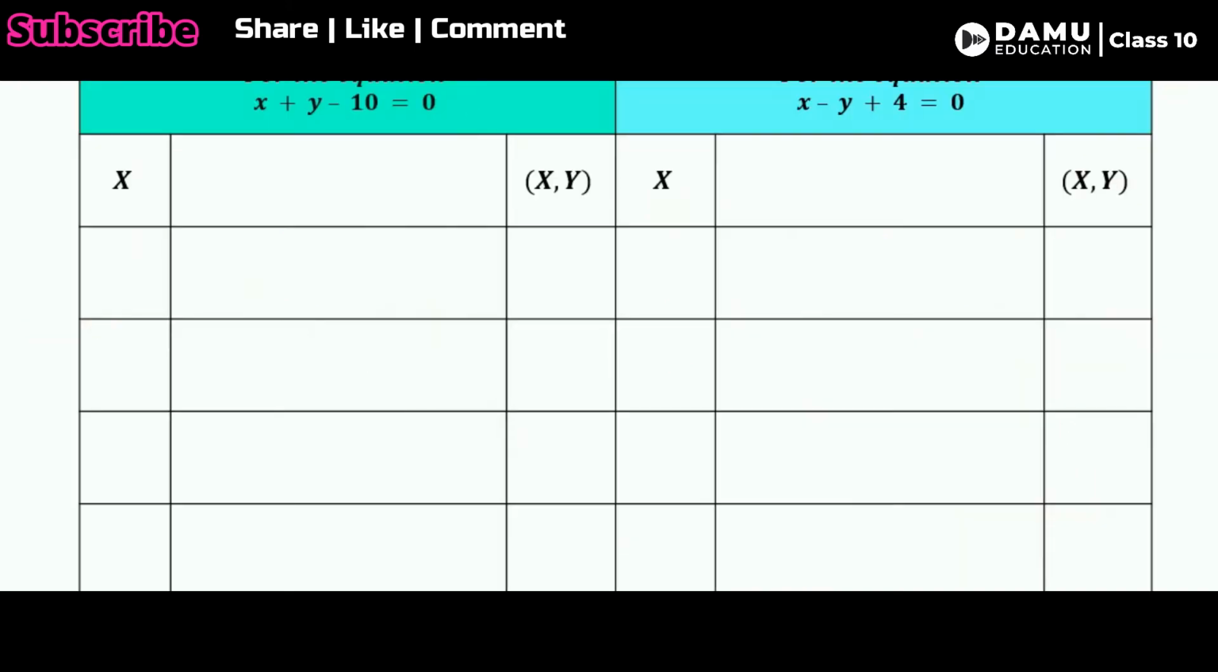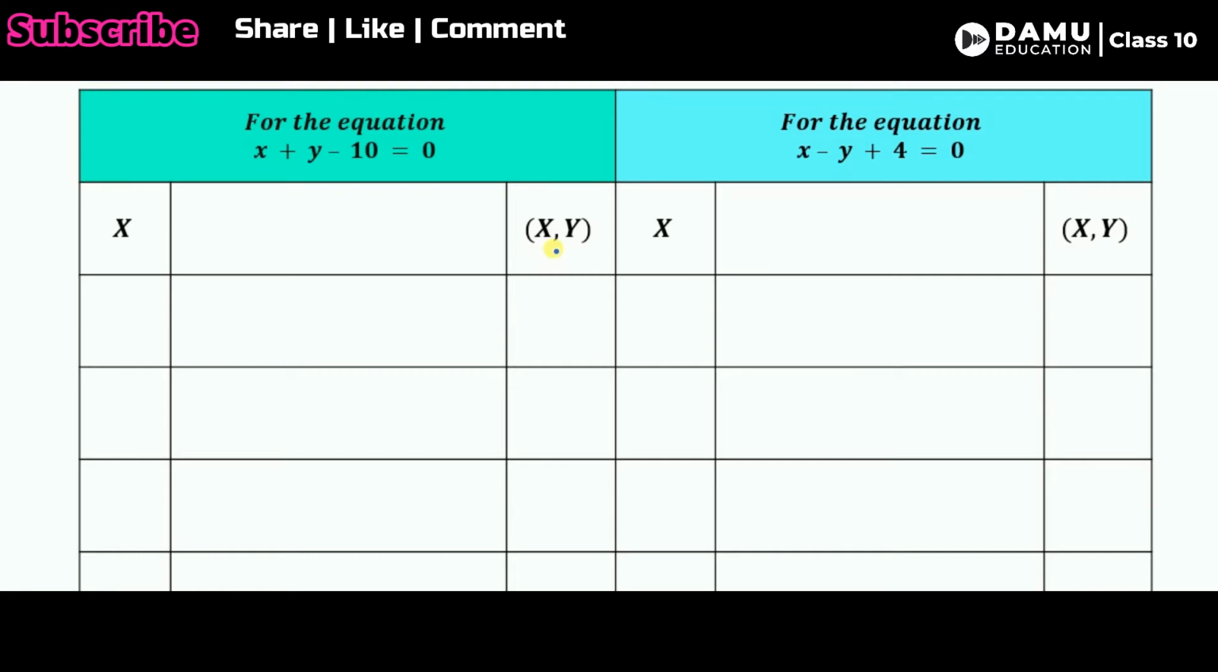So let's draw the graph here. First, a tabular column. First find the solutions for this. So y will be equal to 10 minus x. Then for the other, minus y will be equal to minus x minus 4. That means we move the 4 to this side, so minus y will be equal to x plus 4. All the minuses will cancel.